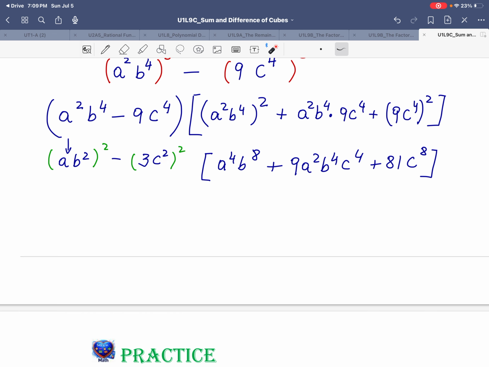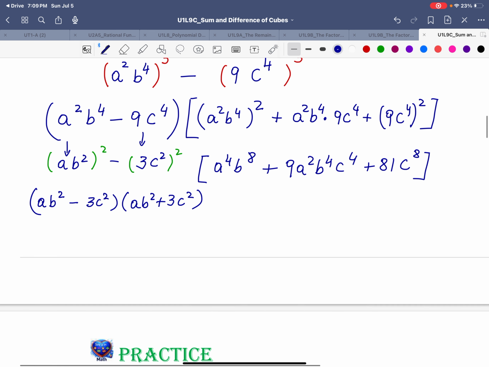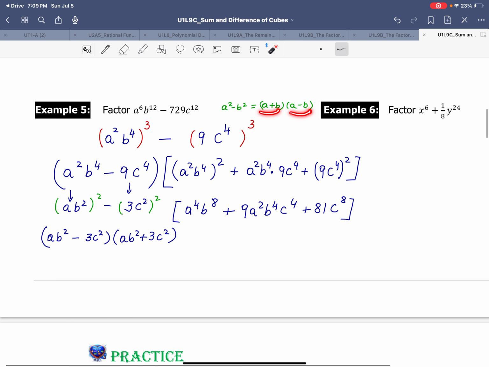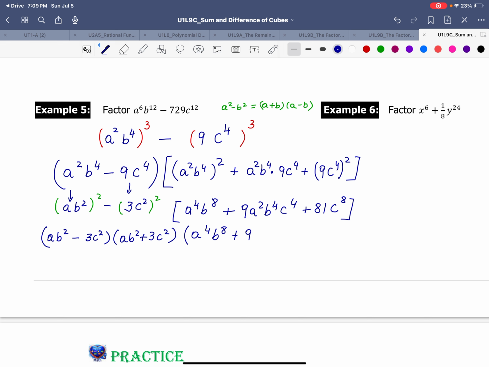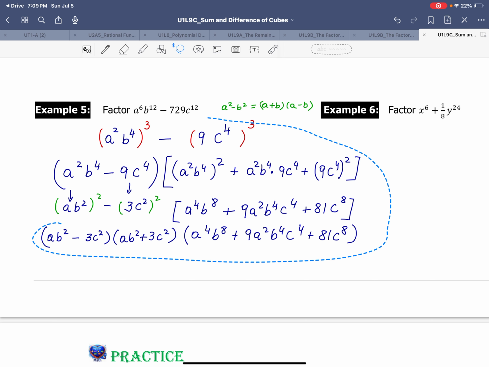So this is what we are trying to factor here. So we're going to say that's AB squared minus 3C squared times AB squared plus 3C squared. So remember, it is A plus B, A minus B. And then obviously we have the other factor here, A4, B8, plus 9a squared b4 c4 plus 81 c8. Fun, isn't it? And we're moving on now to the next example.